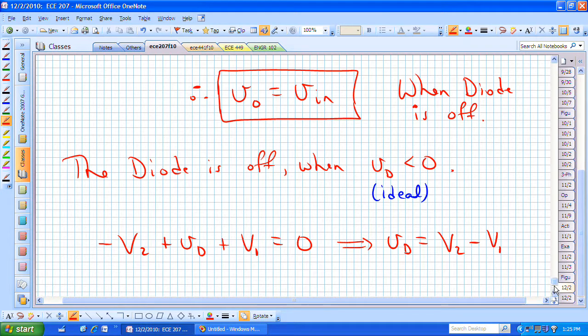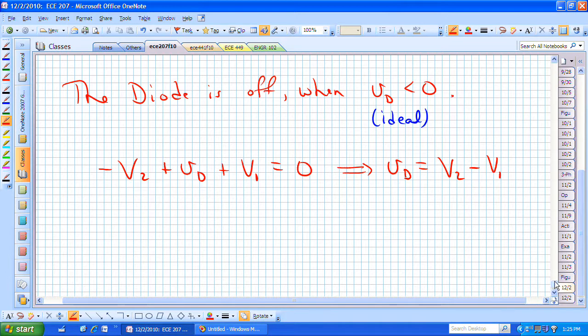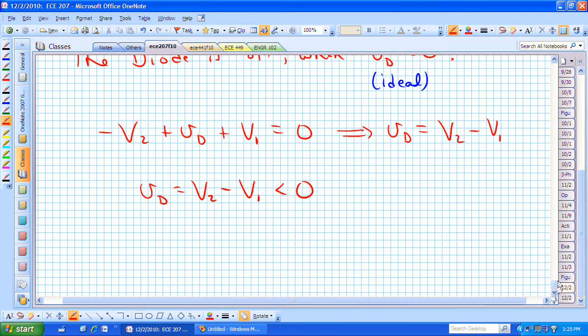And we want that now. We're interested in when is that going to be less than 0 or bigger than 0. We want to know when does that transition for an ideal diode. So we now have V sub D is equal to V sub 2 minus V1, and for now we said when is it going to be less than 0? Well, what is V1? And can we find it?